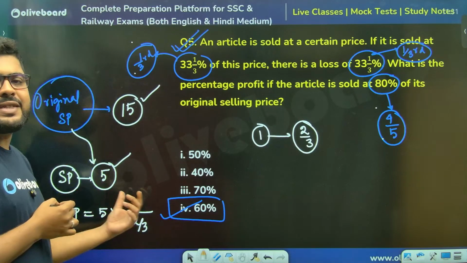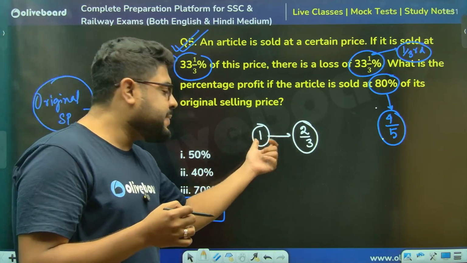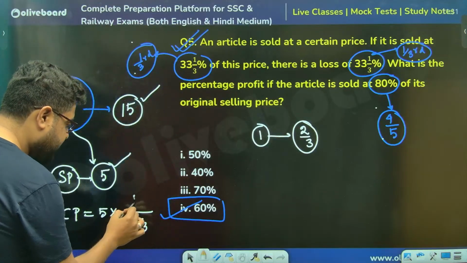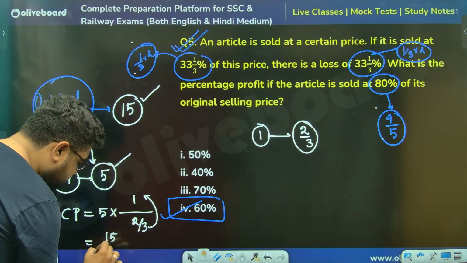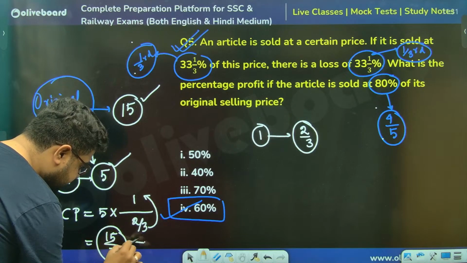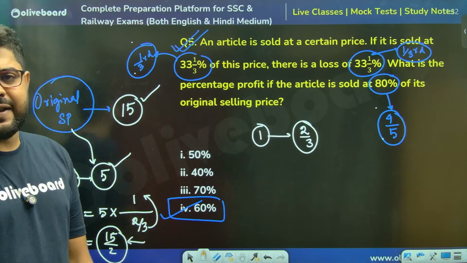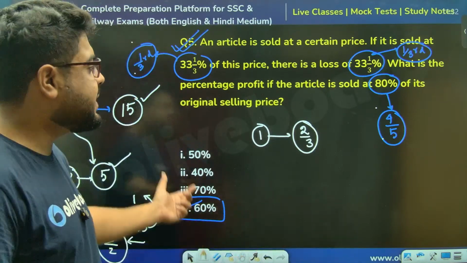And I need my CP. CP is 1 rupee, so 3 will go up, sir. So 5 3s are 15/2 rupees is my CP, sir. This is exactly my CP.